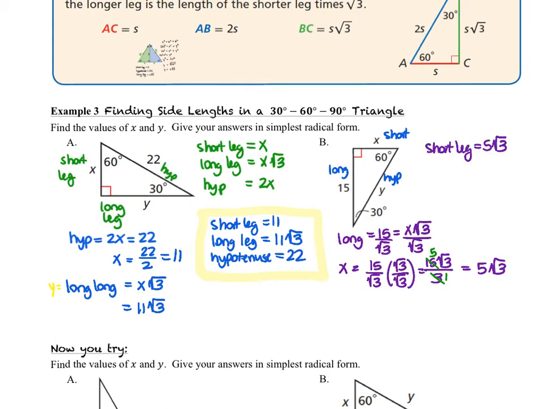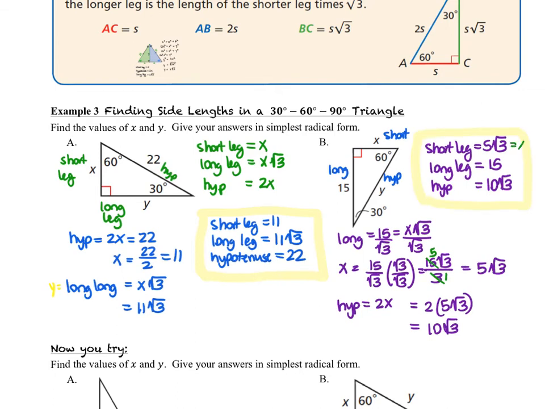We already had the length of the long leg given to us in the diagram, and that was 15, so now we just need to find the length of the hypotenuse. And we remember that the hypotenuse is equal to 2 times the length of the short leg. So that's going to be 2 times 5 square root 3, or 10 root 3. So we've got all 3 sides. The short leg was our unknown x, and the length of the hypotenuse was our unknown y.